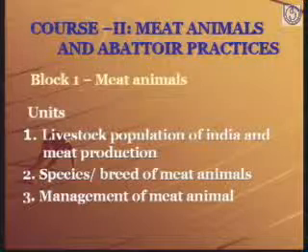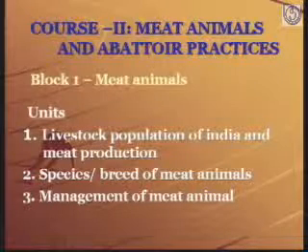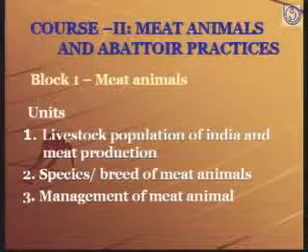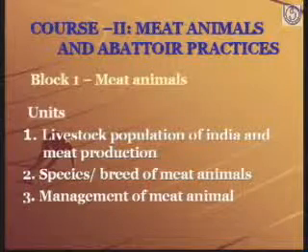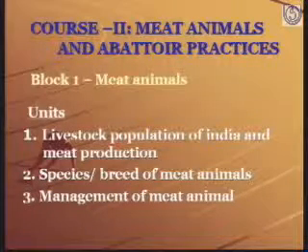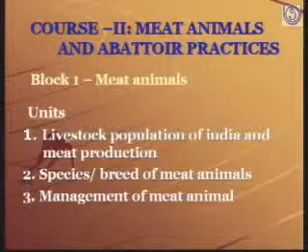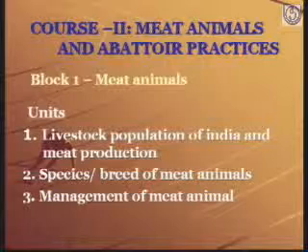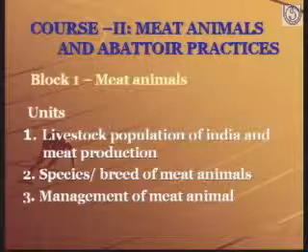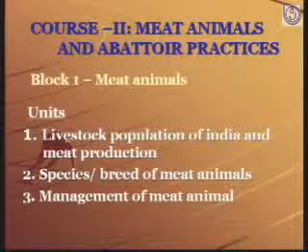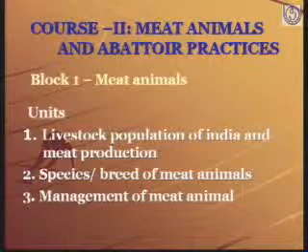Meat animals are those animals which are normally used for the purpose of meat production. There are 2 types of meat animals, the conventional meat animals and non-conventional meat animals. Conventional meat animals are popularly used throughout the country, like cattle, buffalo, sheep, goat, pig and poultry. Non-conventional meat animals are those animals which are not used for meat throughout the country, but in some regional areas these are used for meat purposes, like the yak and mithun in northeastern India and rabbit in southern India.